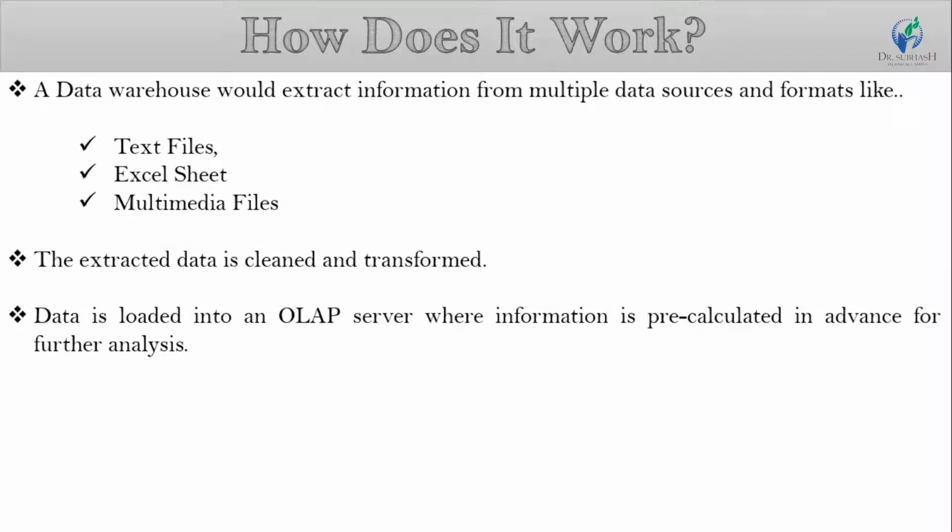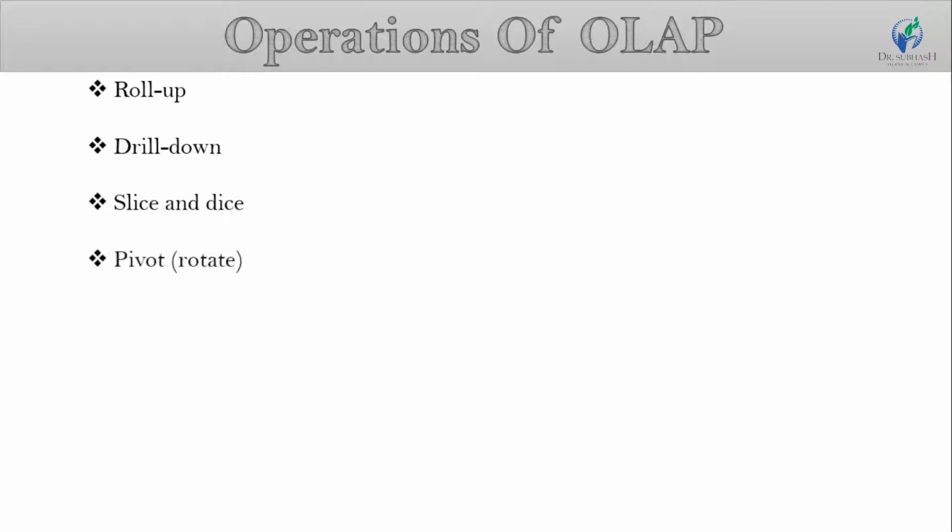Now, I discuss the basic analytical operations of OLAP. There are four types of analytical operations in OLAP: first is roll up, second is drill down, third is slice and dice, and fourth is pivot, or rotate. Now I will explain these operations in detail.